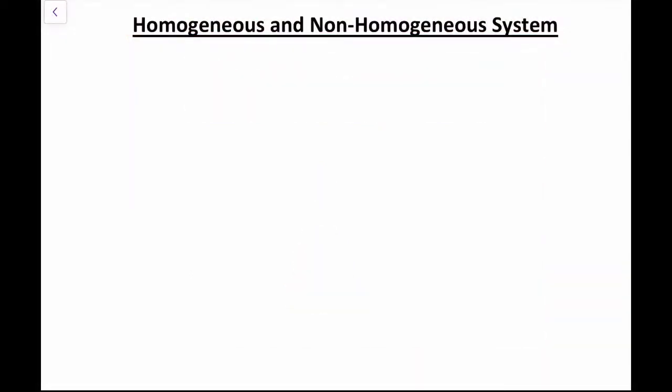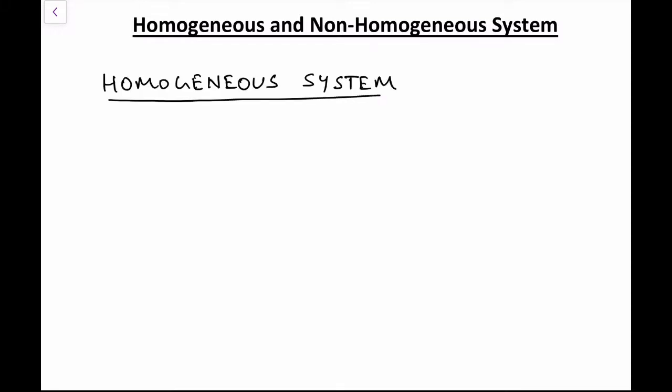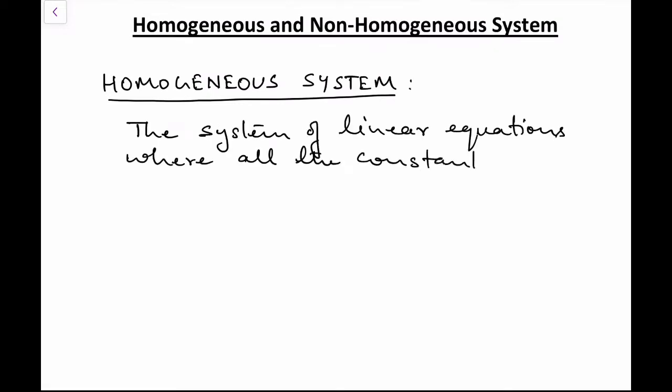Hello guys, for today our topic is homogeneous and non-homogeneous system. So the system of linear equations where all the constant terms are zero is a homogeneous system.